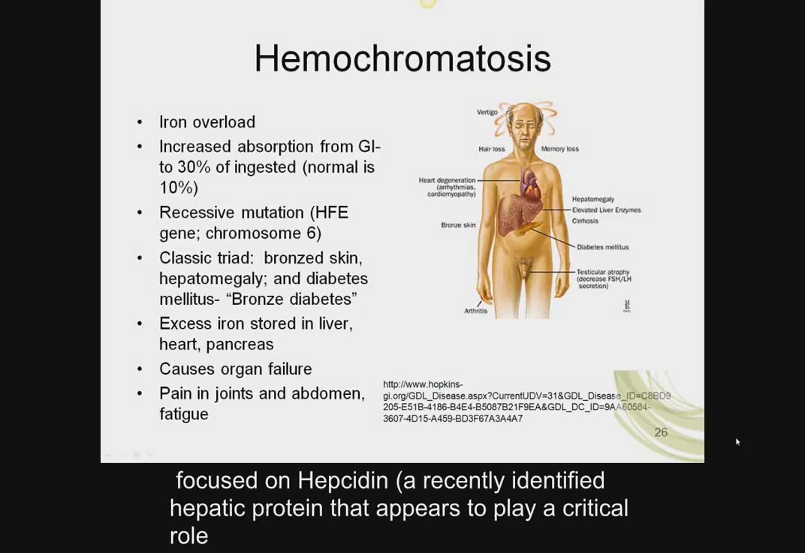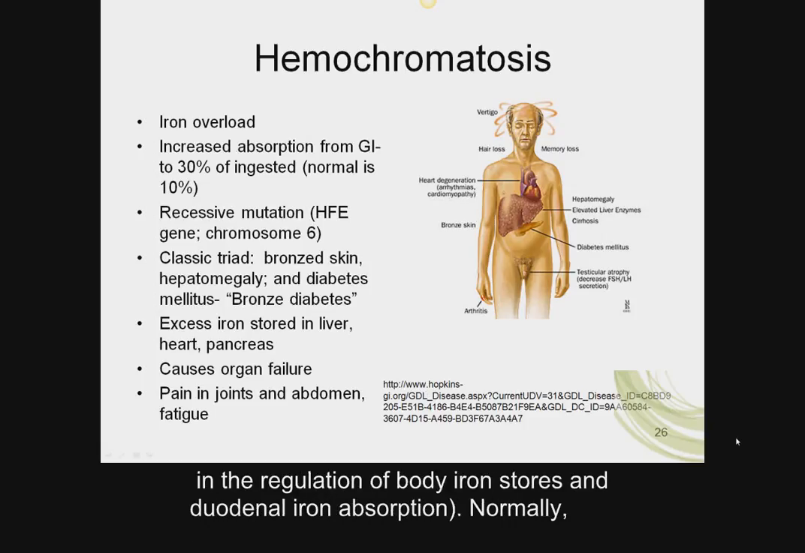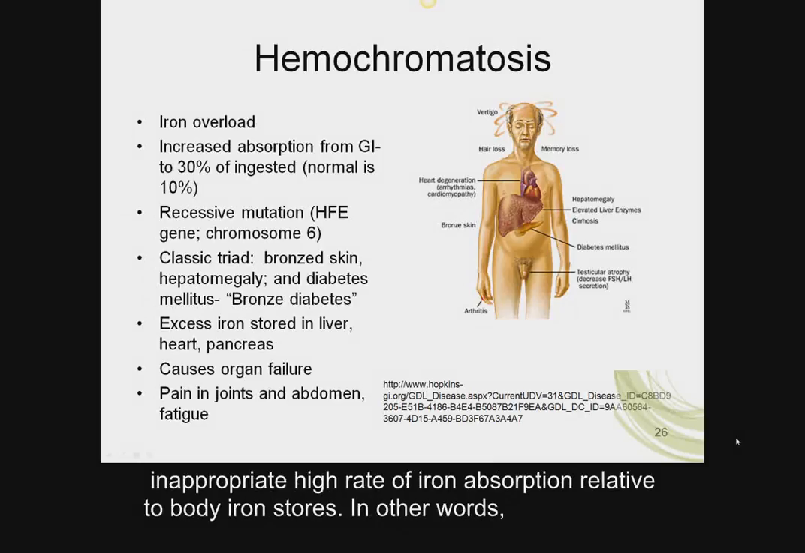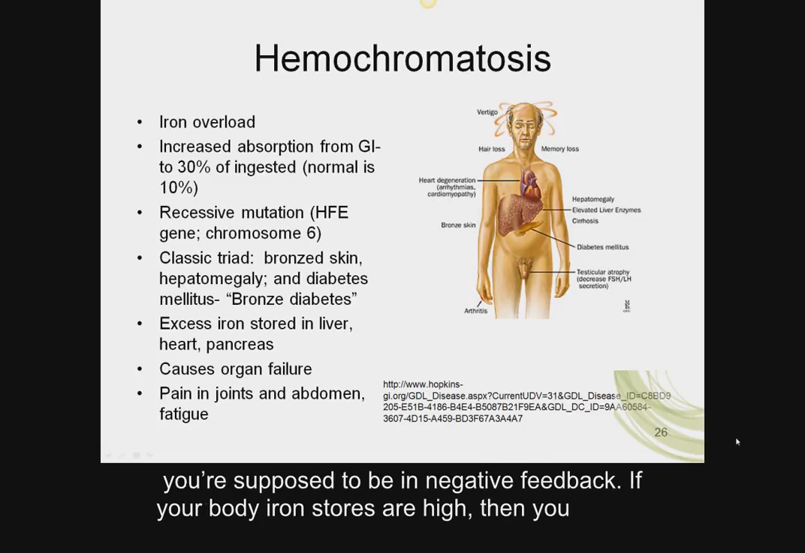Attention has been focused on hepcidin, a recently identified hepatic protein that appears to play a critical role in the regulation of body iron stores and duodenal iron absorption. You see, normally increased body iron stores reduces iron absorption. Hemochromatosis represents an inappropriate high rate of iron absorption relative to body iron stores.